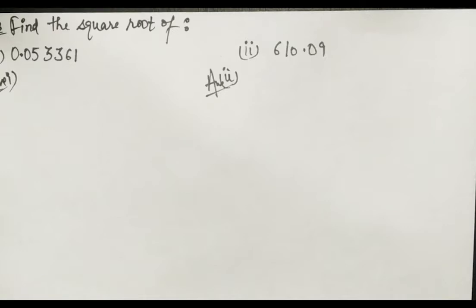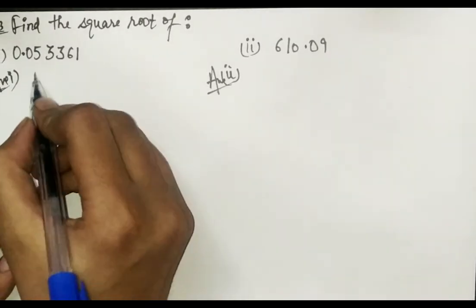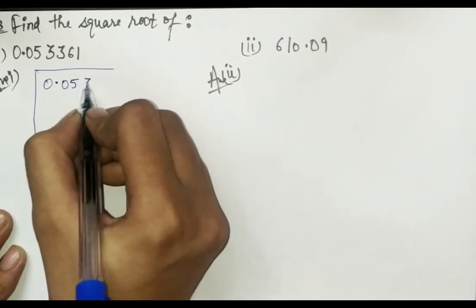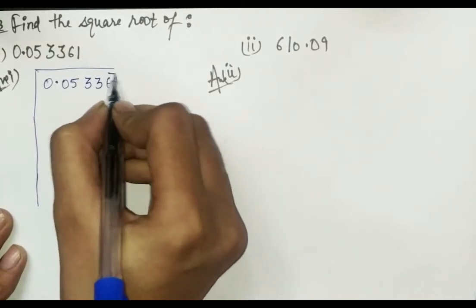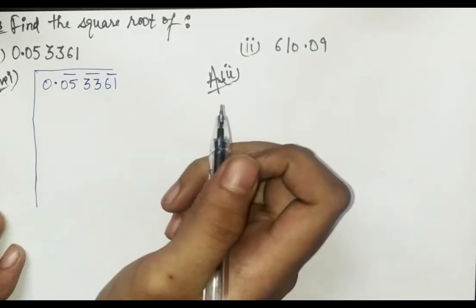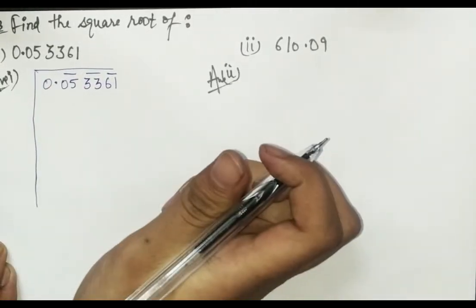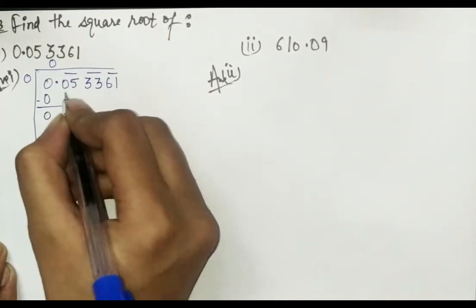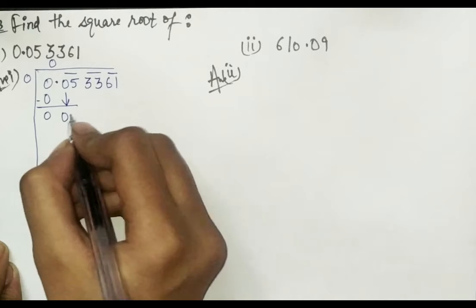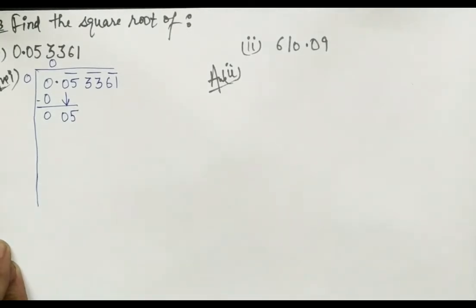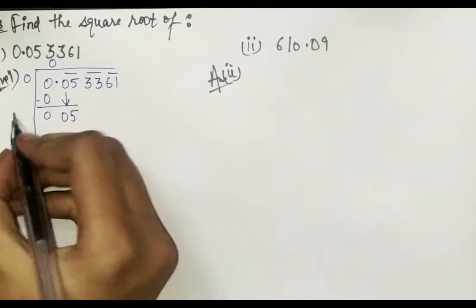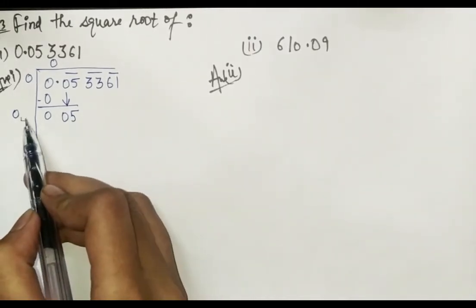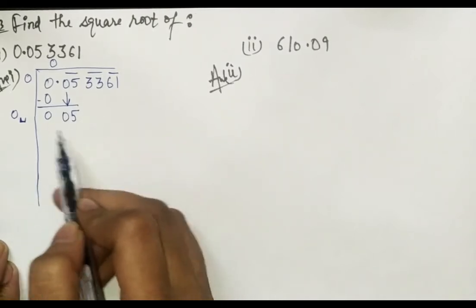So here first we have to make this, and then we will be making pairs: 4 5 3 3 6 1, means one pair is this, one pair is this, and one pair is this. Now you all know that 0 hasn't any pairs, so you will be writing 0, 0 is a 0, and then you have to put this 05 below. Now you all know that the double of 0 is 0, and now you want one number here so that this will be completely divisible or smaller than this.